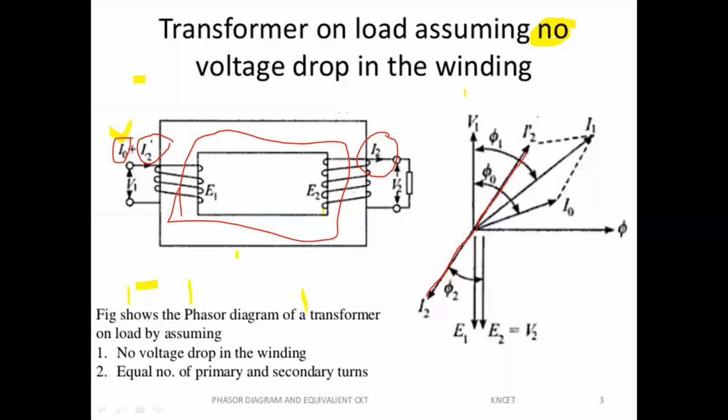So the total primary current is the sum of two currents: the primary equivalent of the secondary current plus the I0 value. This is the I1 value. I1 is the total primary current, having two components, I0 plus I2 dash. It is the vector sum of the two currents, I0 plus I2 dash.